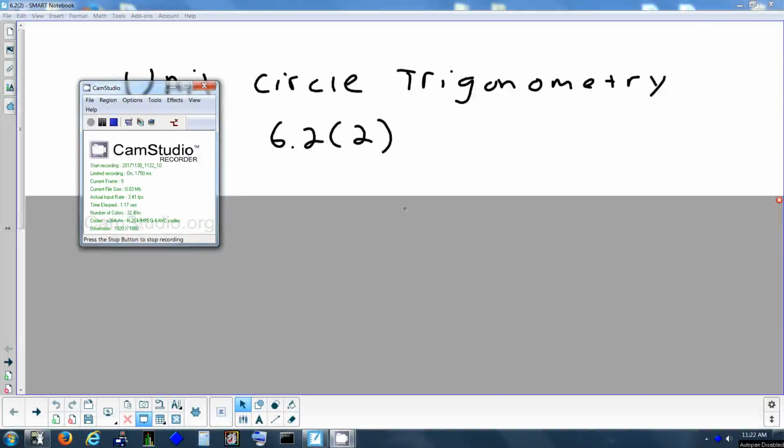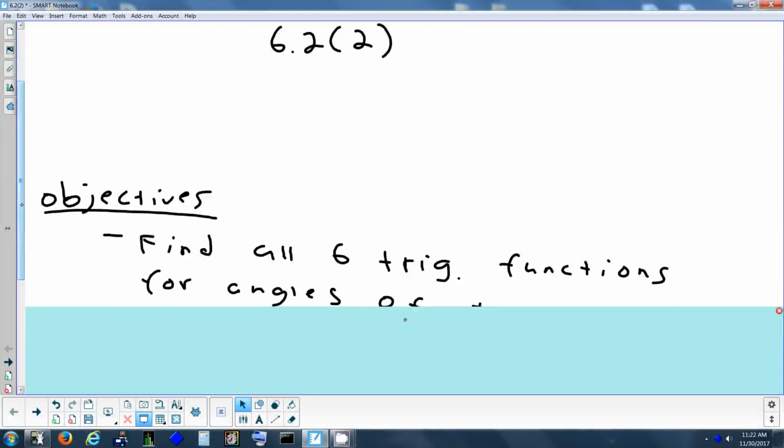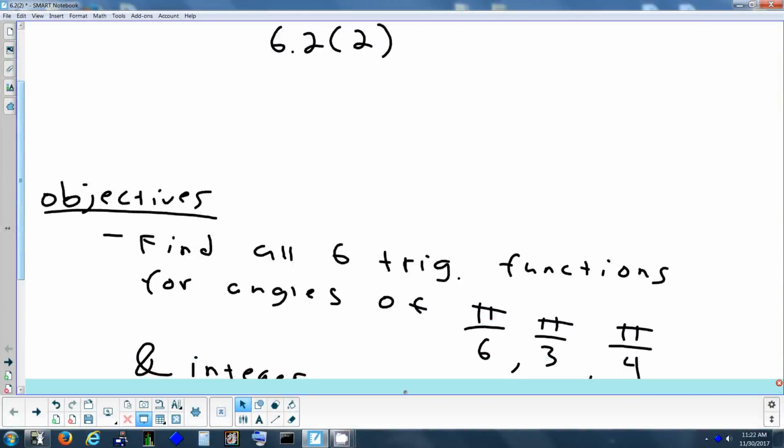Okay, so let's look at the last part of section 6.2. I'm going to just list out the goals, what we're going to try to figure out here first. So we want to know how to figure out trig functions, not just for the angles we learned yesterday, the 0, 90, 180, 270, but we also want to be able to figure it out for the angles 30, 60, and 45.